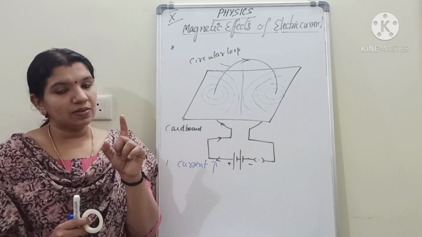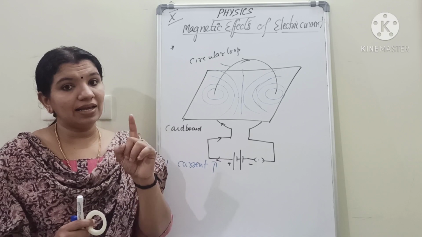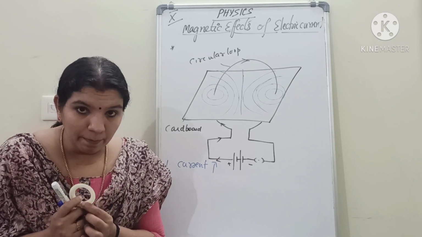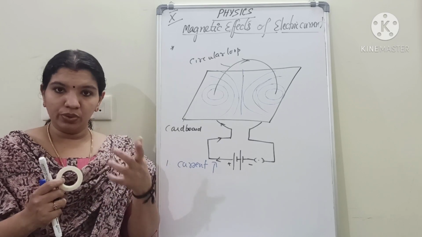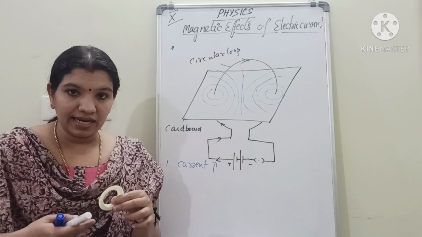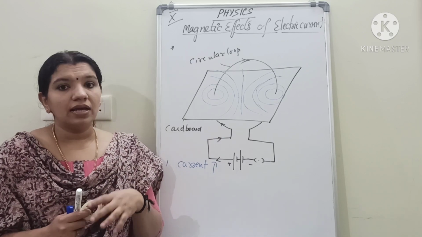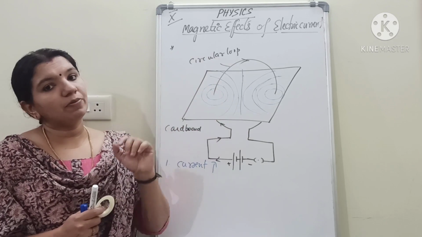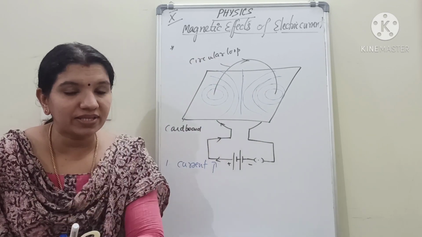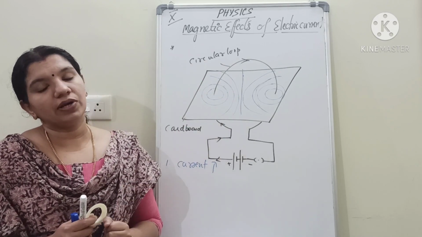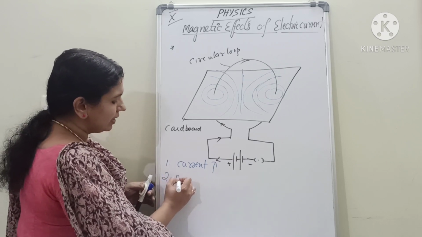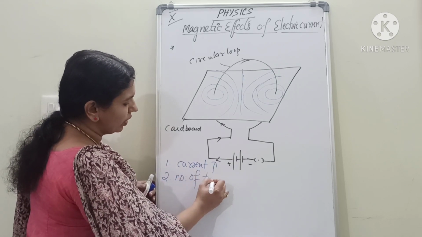So the first case is by increasing the current. Second case is by increasing the number of turns of the coil. Turns, you know, means windings. If the number of windings is increased, the strength will also get increased. That you can clearly identify with the help of the activity. By using a coil which has more number of turns over it, the strength of magnetic field also gets increased. So the second factor is increasing the number of turns of the coil.